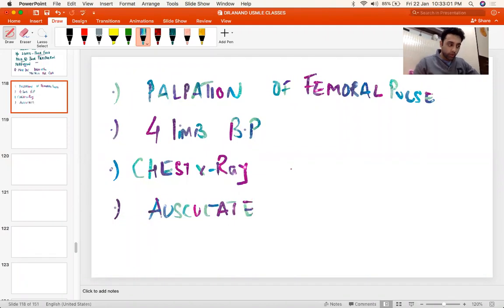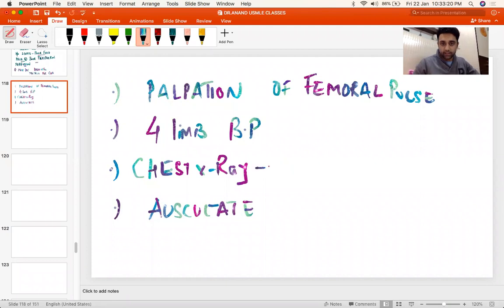Among these 4 options, which is the most diagnostic method of choice for coarctation of aorta? What do you think? Anyone? Random guesses? So options are: either we do a chest x-ray, 4-limb blood pressure, auscultate the chest, or palpation of the femoral pulses. Okay, let's go one by one.